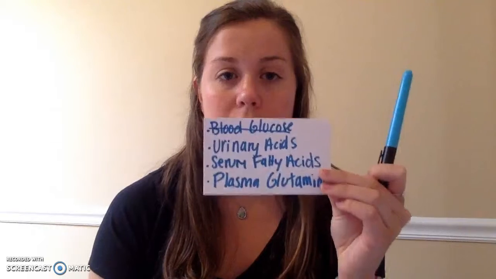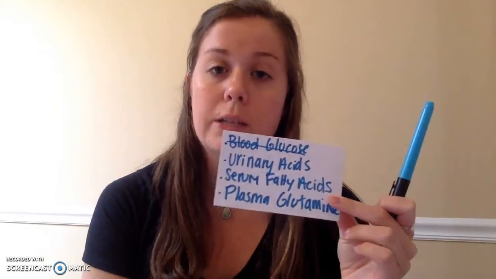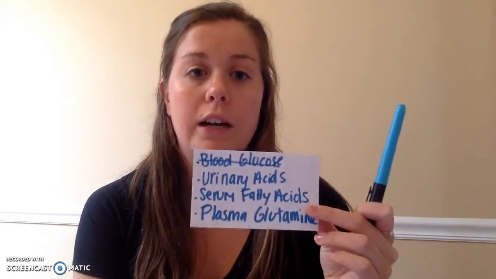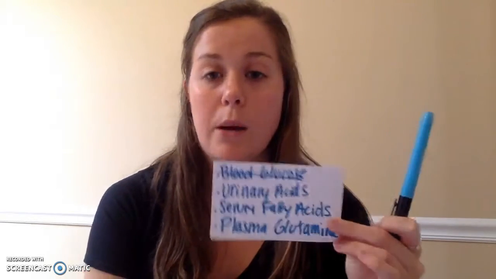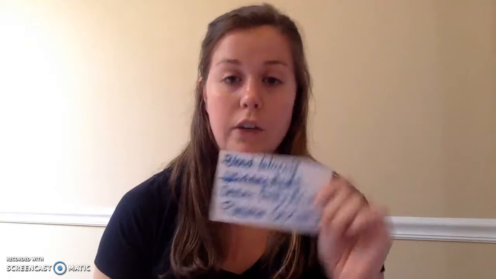Okay, urinary acids is next. Both of these pathways are involved in secreting urinary acids, but they're not predominantly the pathways that are used. So doing labs to detect urinary acids would not, again, be the best choice to determine between the urea cycle and beta oxidation. So we're crossing off urinary acids.